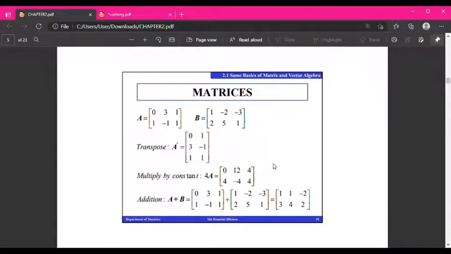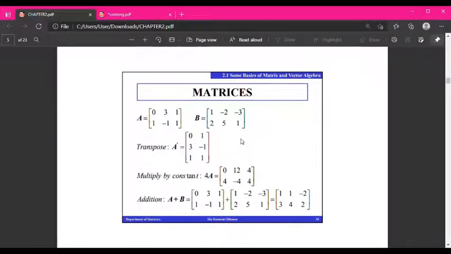The next one is matrices. Okay, matrices, like I said just now lah, notation must be bold. Kalau yang ni, matrix A ni adalah the dimension will be 2 by 3, 2 row 3 column, so 2 by 3 matrix. B pun sama, 2 by 3 matrix.